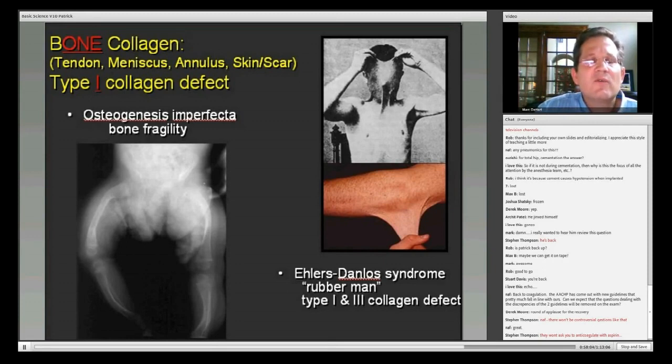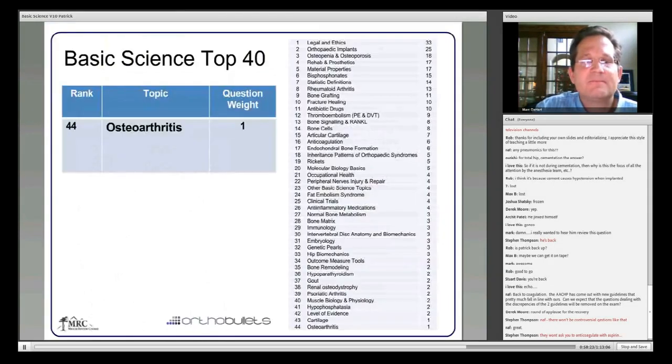Since it's also found in the conjunctiva of the eye, the sclera of the eye, sometimes people with osteogenesis imperfecta have a blue sclera. The other kind of collagen disorder that sometimes involves type 1 collagen is Ehlers-Danlos syndrome, the rubber man, because type 1 collagen is found in skin.